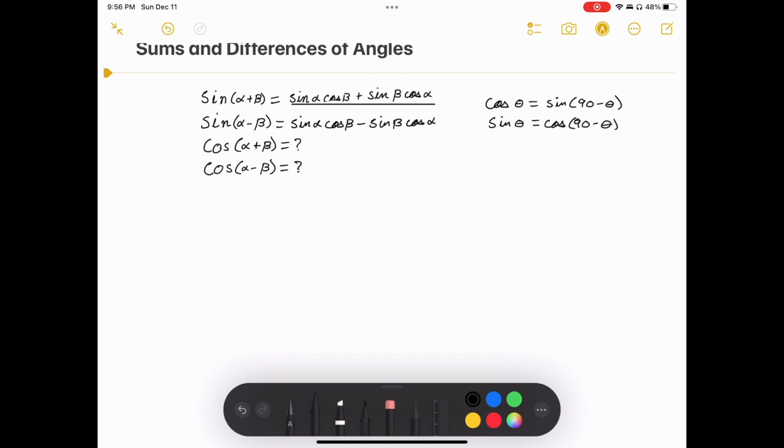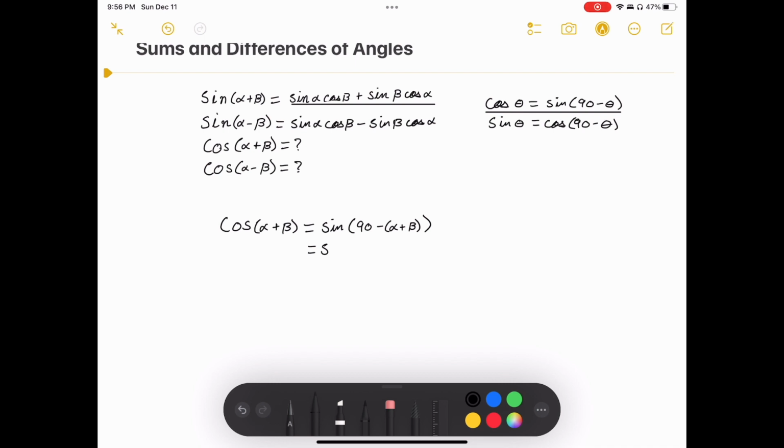And now we're going to move on to our next identity, cosine of alpha plus beta. Now how we're going to derive this is by using another trigonometric identity outside of these, which is that the cosine of theta is equal to the sine of 90 minus theta. This also works vice versa, where sine of theta is equal to the cosine of 90 minus theta. But we're going to be more focused on the top one up here, because we're going to use that to solve for cosine of alpha plus beta.